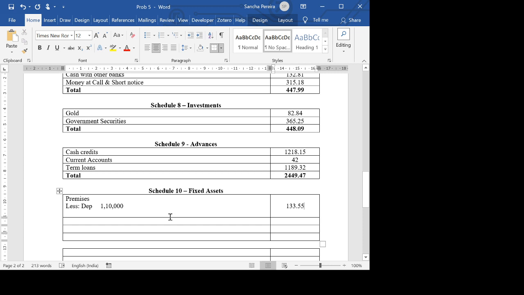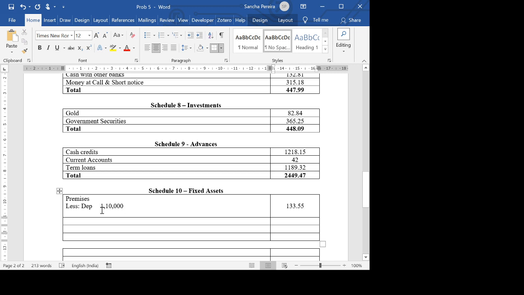Now they will be asking me why we need to show it. We already know the figure after depreciation. Why do we need to show it? Because somebody who is going through the balance sheet needs to know what was the value of the premises at the beginning of the year. So this is just to give extra information.